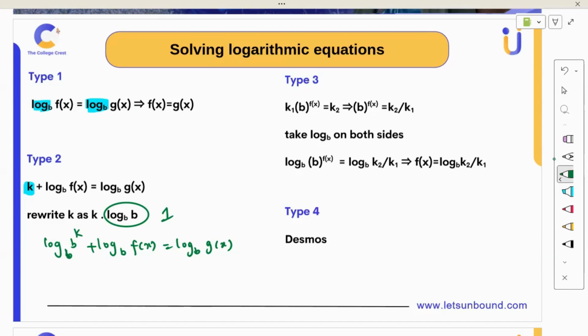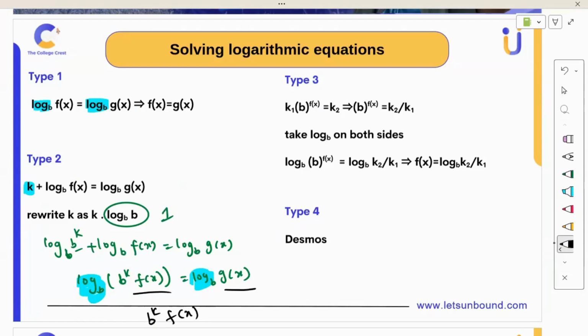Now my aim is to make a single log. So log b, and this addition, when you condense it, will become multiplication: b power k times f of x, equal to log b g of x. I have now arrived at kind of type 1. Both sides have log with the same base, so this will be equal: b power k times f of x, and b power k is just a number, right? Into g of x. Okay, that's the goal.